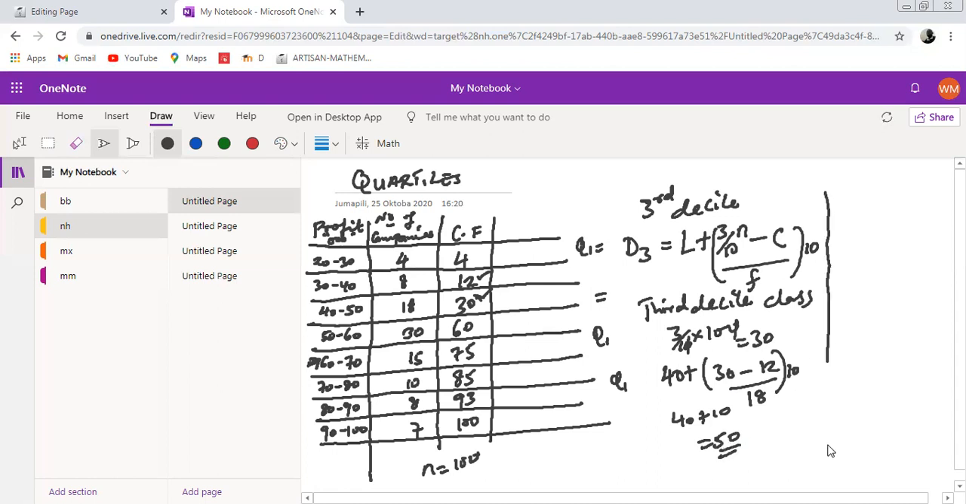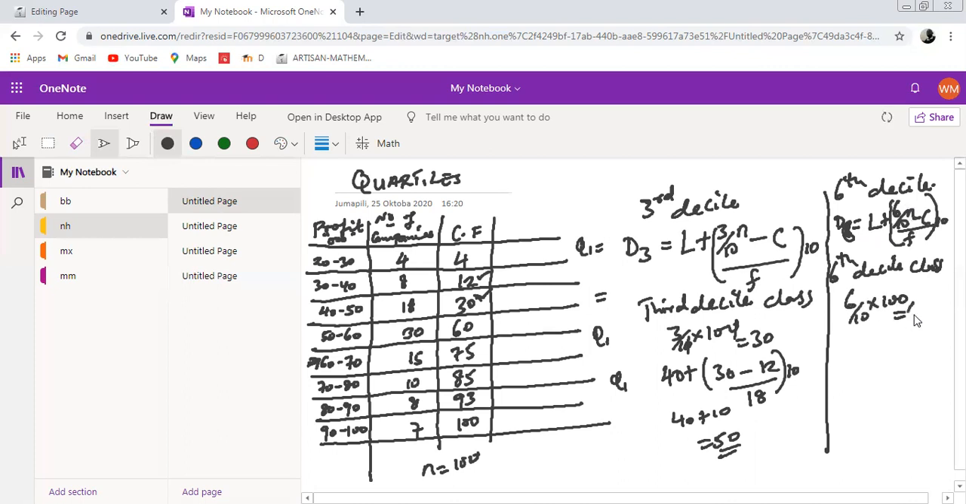What about if you are told to locate the sixth decile? First of all, you need to know that the sixth decile, which is D6, is going to be given by L plus 6 over 10 n minus c, and then we divide by f, and this part we multiply by 10. But first of all, you need to locate the sixth decile class. We normally do this using 6 over 10 times 100, which is actually going to be 60.